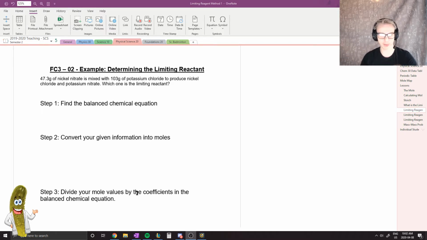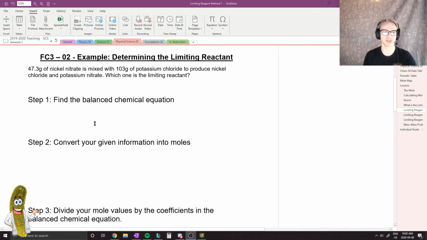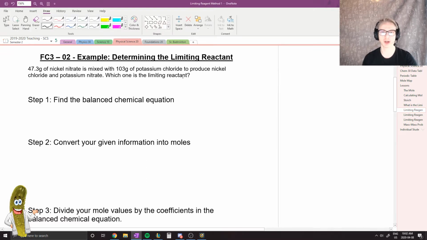So we're going to look at an example here. We're going to look at this particular example where it says 47.3 grams of nickel nitrate is mixed with 103 grams of potassium chloride to produce nickel chloride and potassium nitrate. Which one is the limiting reactant?